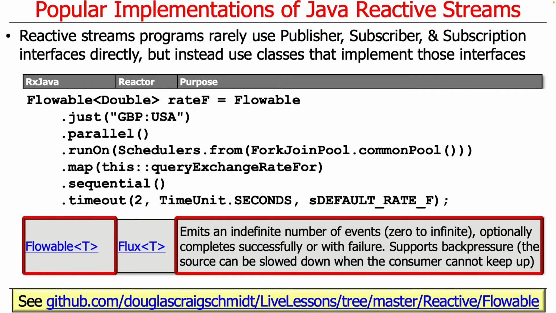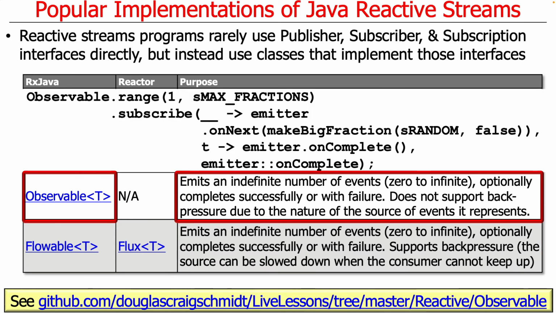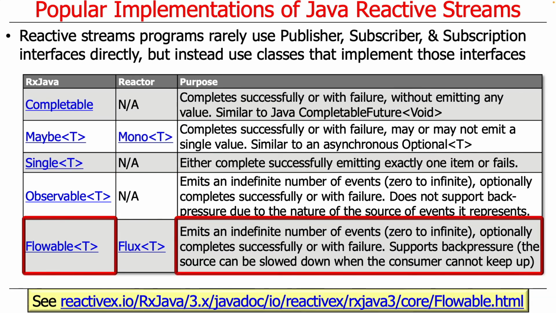I didn't really talk about them, but there's also a couple of other RxJava classes, completable and maybe. And completable is kind of a weird, wacky thing that actually turns out to be useful in a few cases where it either completes successfully or with failure, but emits no value. And it's kind of similar to Java's completable future of void mechanism. It just says something's done, not going to tell you what it was, but it's finished.